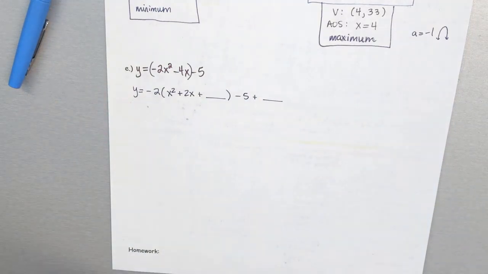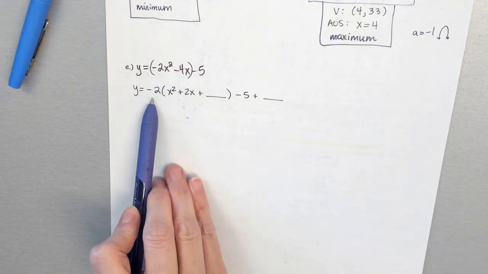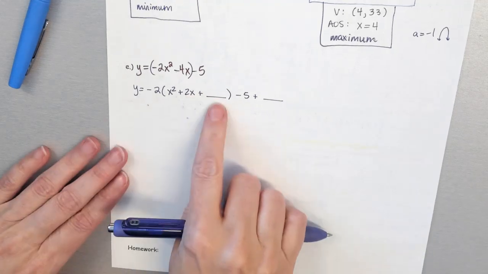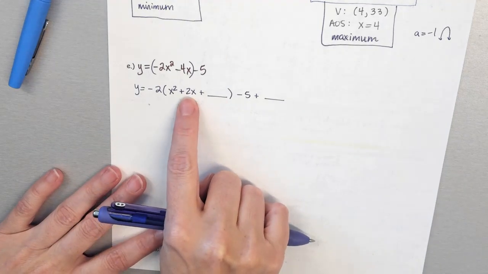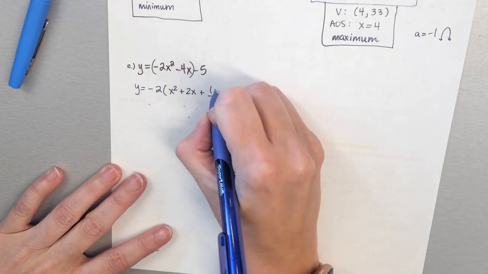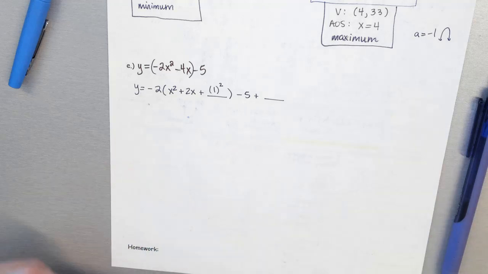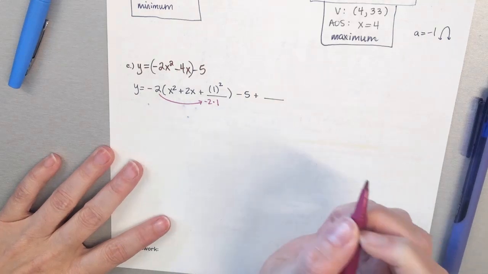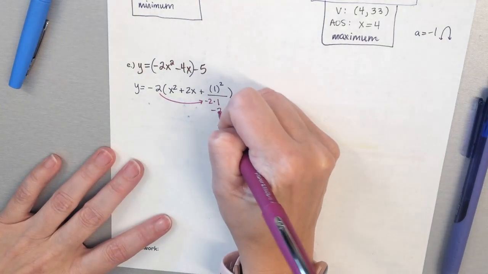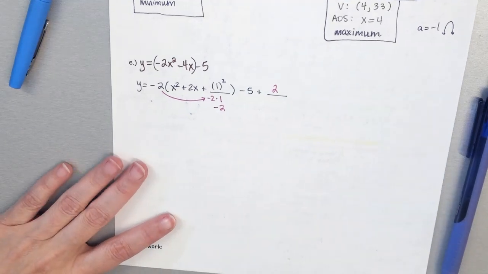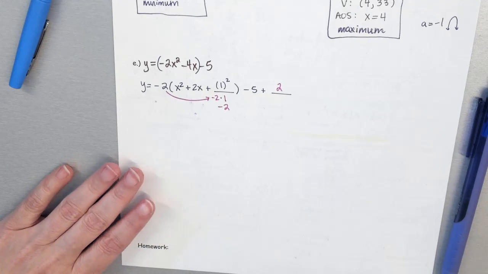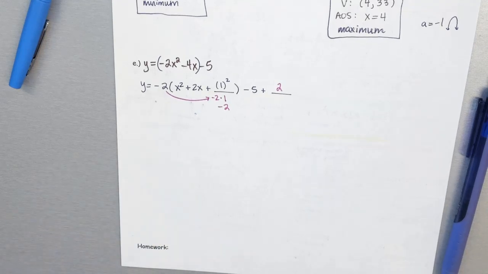Okay, so when you factor out a negative 2, you're dividing. So negative 4 divided by negative 2 should be positive 2x. Okay, and then to fill in the blank, it's always half of b squared. So half of 2 is 1. And then don't forget, you have to distribute. So negative 2 times 1. So if you subtracted 2 here, you have to add 2 here. You can write it in the proper form and find all the things you have to find.